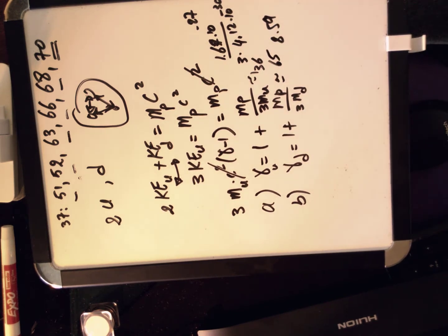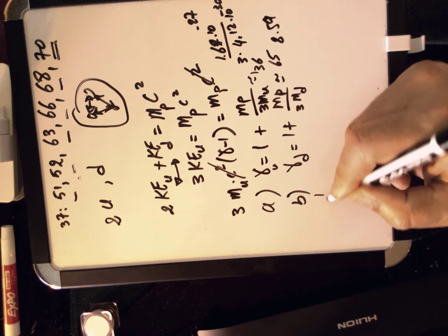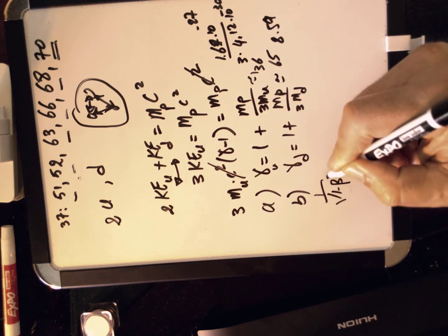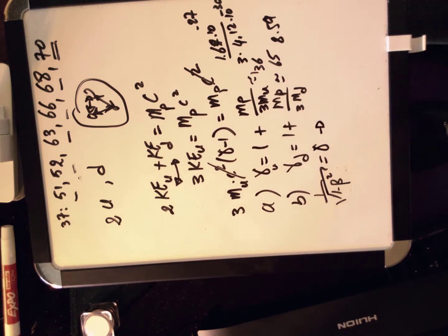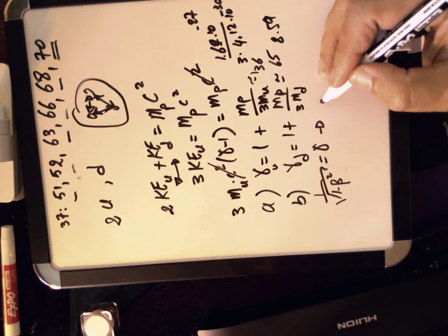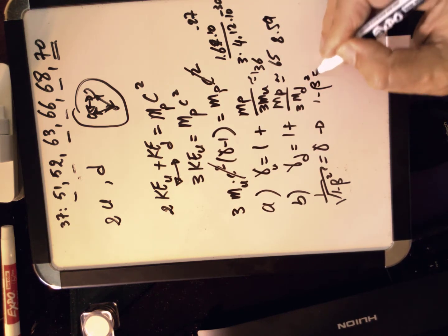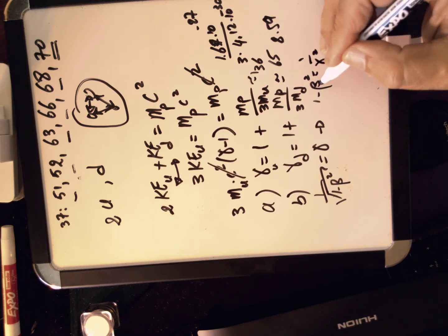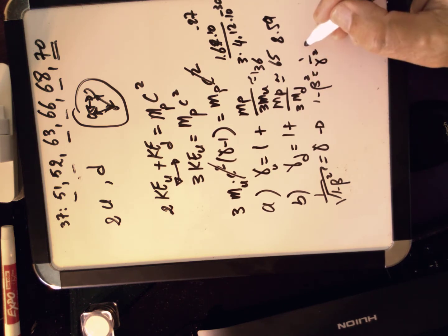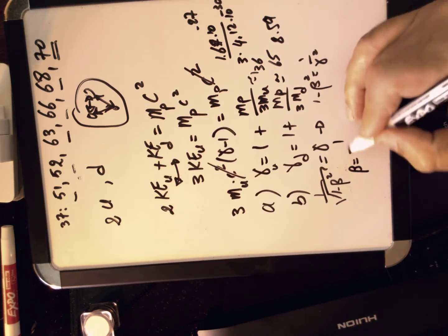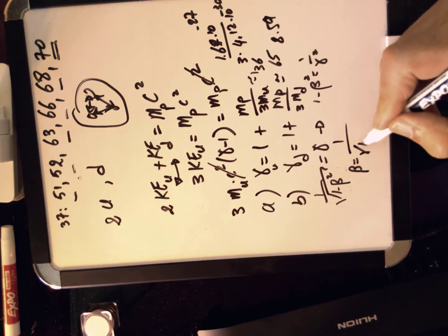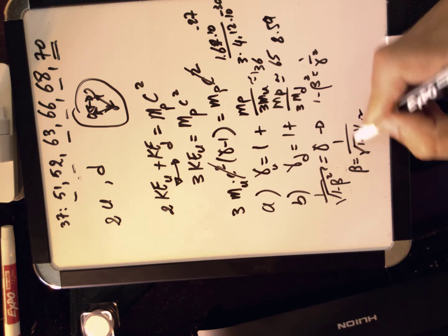So gamma is very huge for both of them. Remember, 1 over the square root of 1 minus beta squared is the gamma in general. If I invert the expression, 1 over gamma squared is equal to 1 minus beta squared. Move the gamma squared to this side and the beta squared to the other side, and I'm going to find an expression for beta, which is basically 1 over the square root of 1 minus 1 over gamma squared.